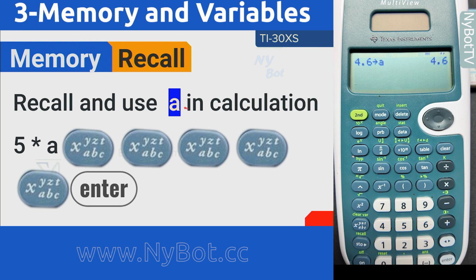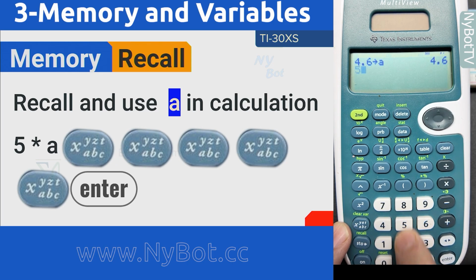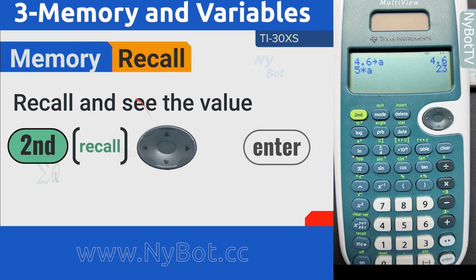Now let's see if we want to use 5 times A, whatever the value of A is. I just entered some value because I cleared it. 5 times, and then we don't need to recall or anything, just press this until you see A. It is multiplied by that value.